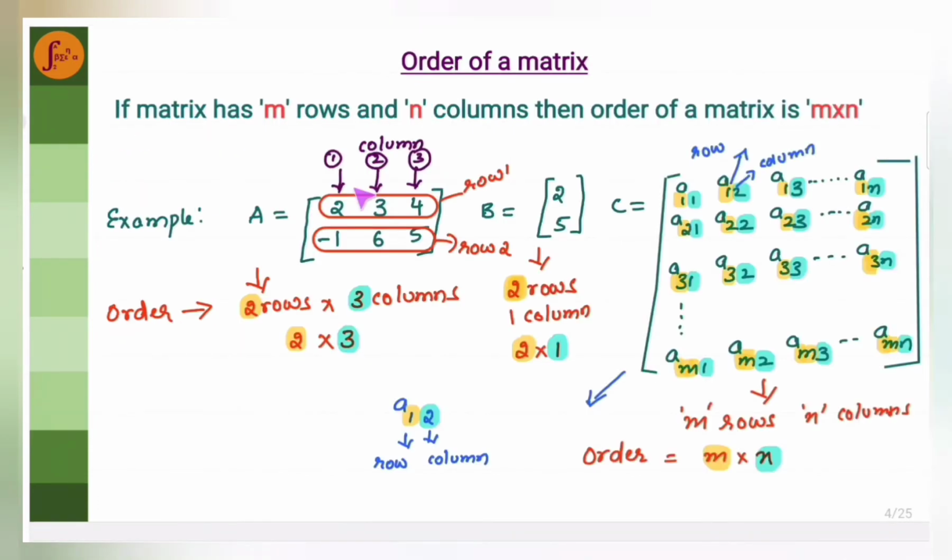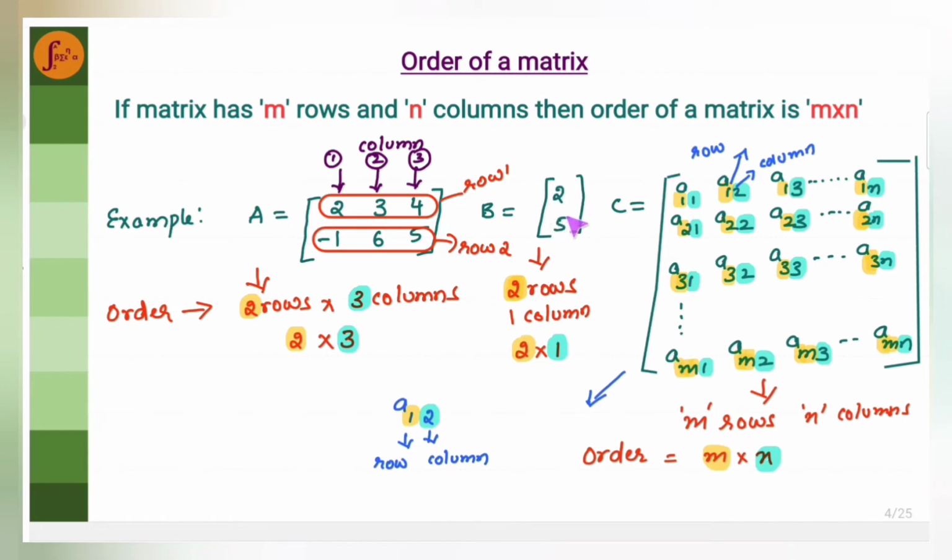Order of a matrix. What is the order of a matrix? It defines the number of rows and columns that a matrix has. So in a matrix, we know that there are rows and there are columns. Now in this example, we have 2 rows, 2 horizontal arrangements, and 3 columns. This one, and this one. We have 3 columns. So we have 2 rows and 3 columns. So the order is 2 into 3 or 2 by 3.